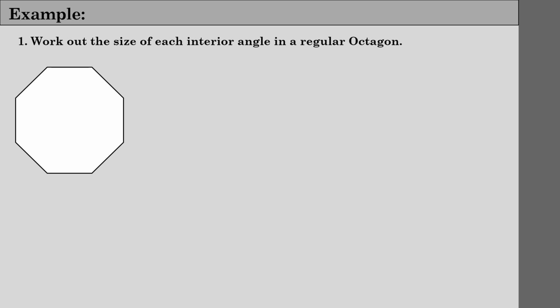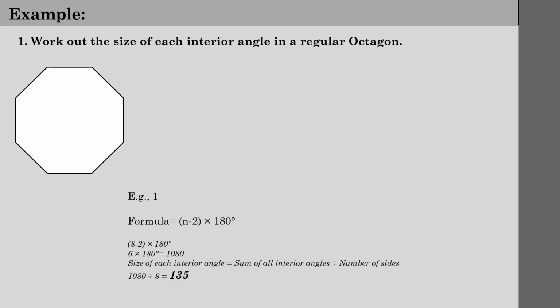First, I'll do it with my formula, which will be like this: n minus 2 times 180 degrees, and I'll find my answer. And after finding the sum of the interior angles, I have to divide the sum of all the interior angles by the number of sides of the octagon, which is 8. So 1080 divided by 8 is equal to 135 degrees, and that's the answer for each interior angle in the octagon.